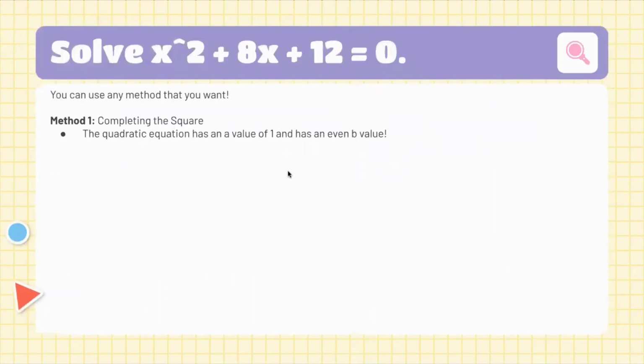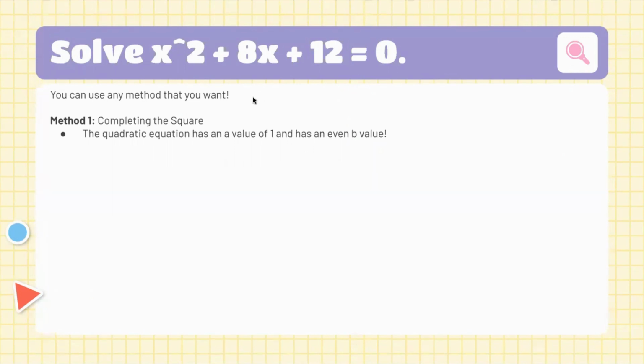Let's take a look at our very first example. We're going to solve x squared plus 8x plus 12 equals 0. We can use any method that we would like. For method 1, I'm going to go ahead and use completing the square since our a value is 1 and our b value is even.